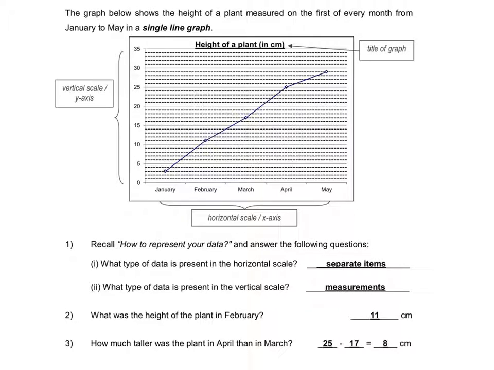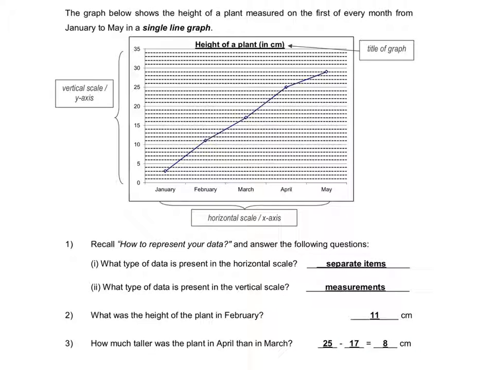But the thing is, the points where you actually have the information, the data, are only on these points here. January's result, February's result is here, March's result is here. Just remember that it can be both, but it is still considered a separate item. So what kind of data do we have here? This one is not a number count but rather a measurement. It's not a group measurement, just a measurement.